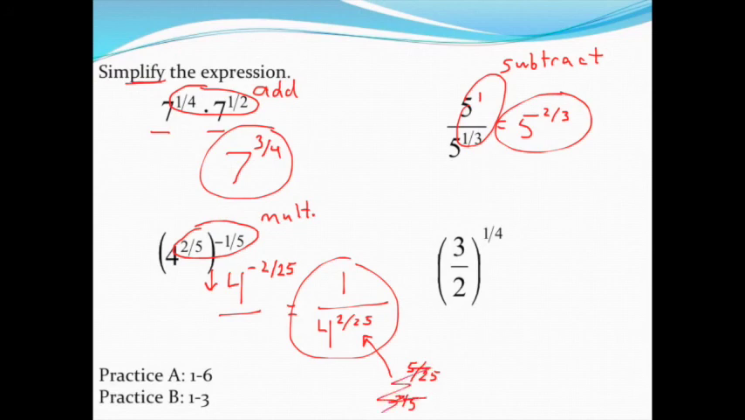Alright, one last example we'll take a look at. This time we have a fraction raised to the 1/4 power. Well, since there's a single term in the parentheses, there's no plus or minus signs, I'm okay to distribute my exponent to the top and bottom of this fraction, leaving me with 3 raised to the 1/4 power over 2 raised to the 1/4 power. And that is as simplified as it can get.